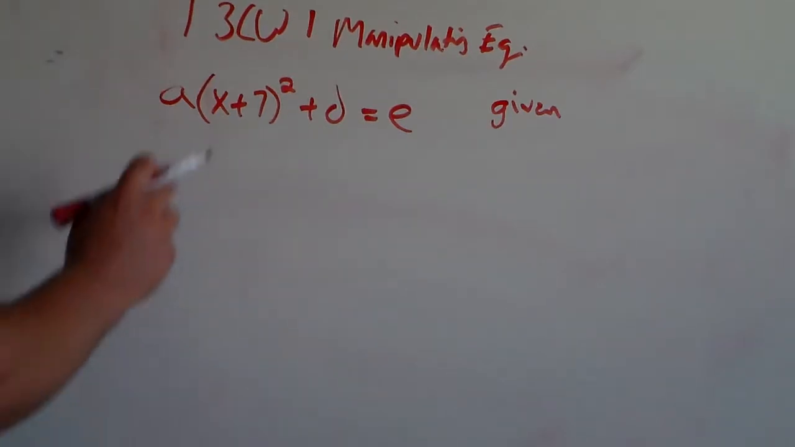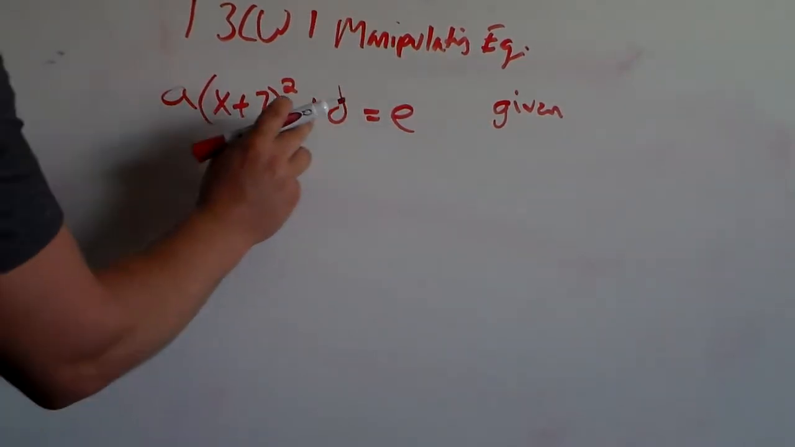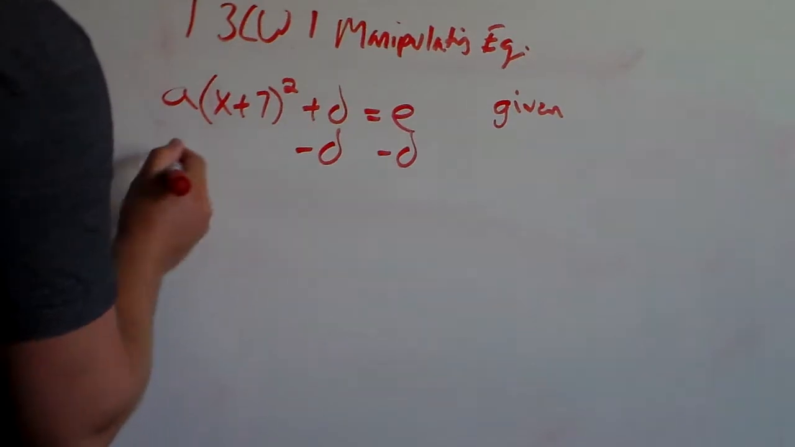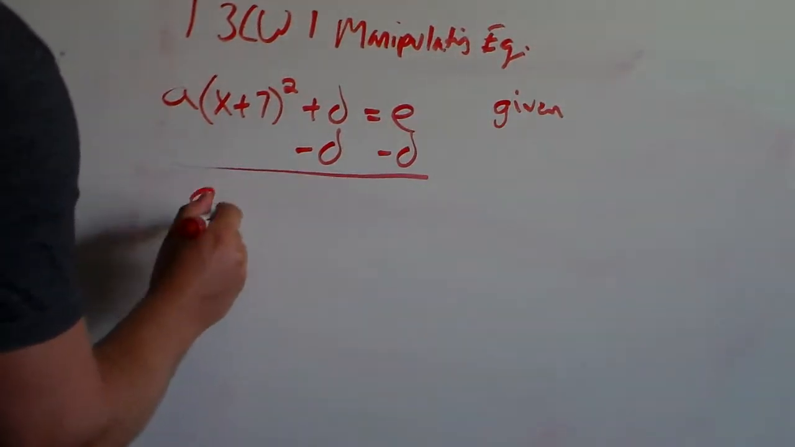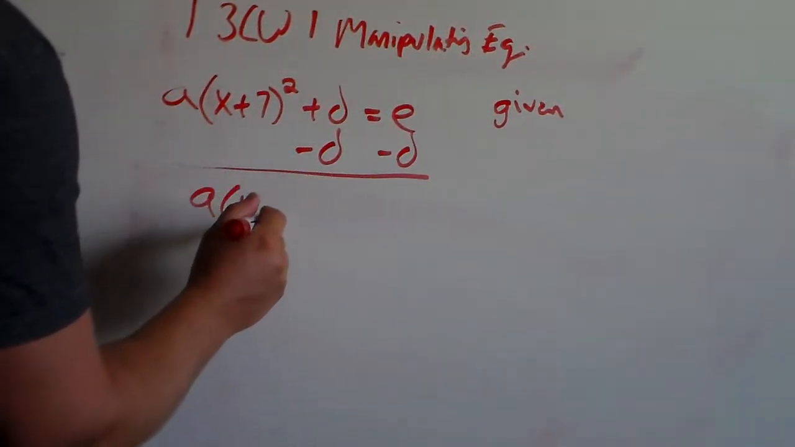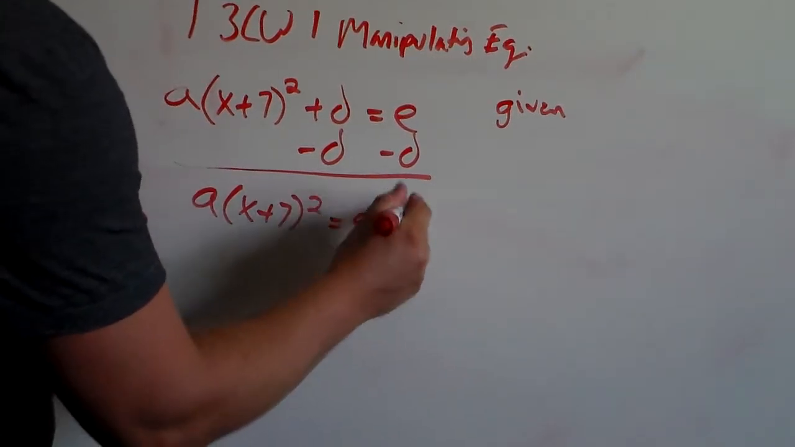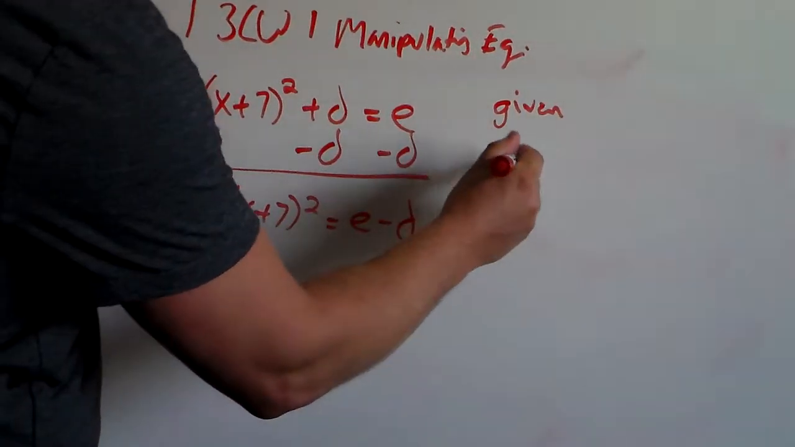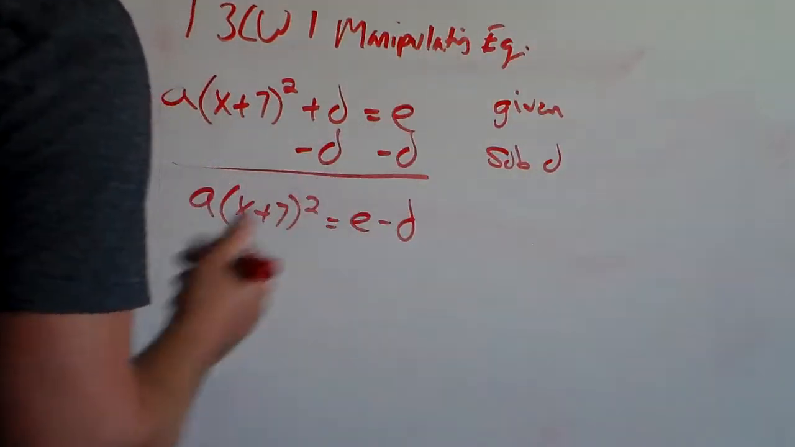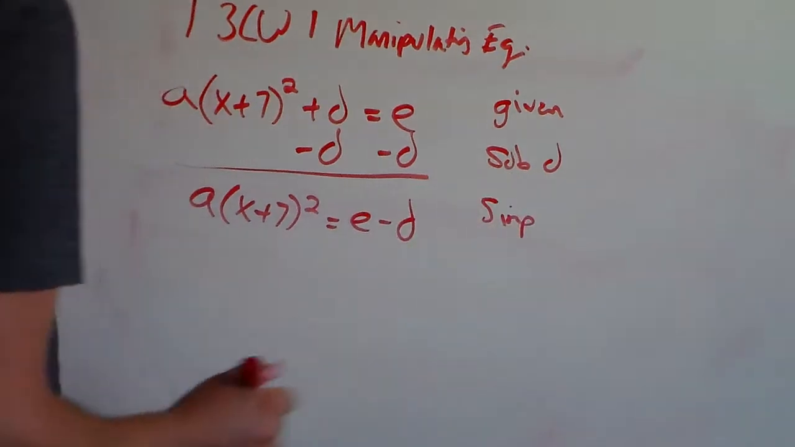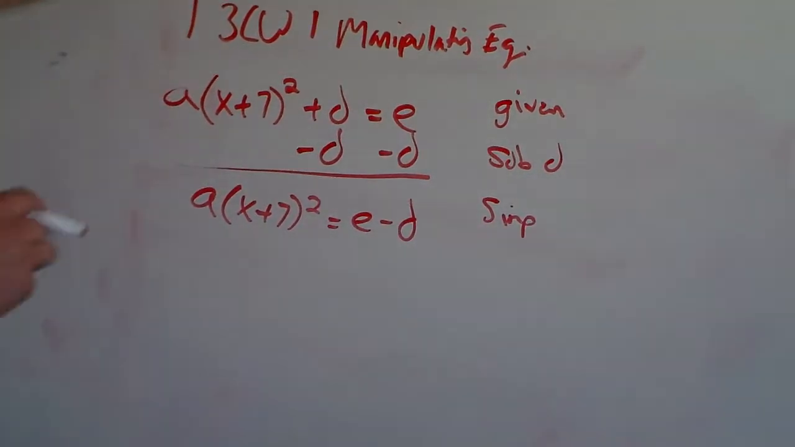So looking at this, our goal is to get x all by itself. I'm going to move that d to the other side first. So I'm going to subtract d from both sides of the equation. So we get a times (x plus 7) squared equals e minus d. So all I did was subtract d from both sides of the equation. And then I rewrote it to make it nice and pretty. I simplified it. Remember, our goal is still to get x all by itself.